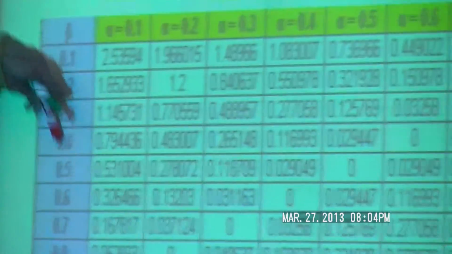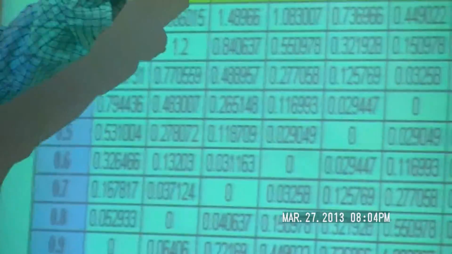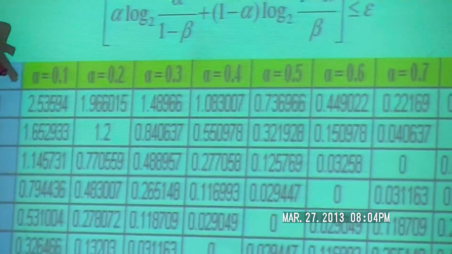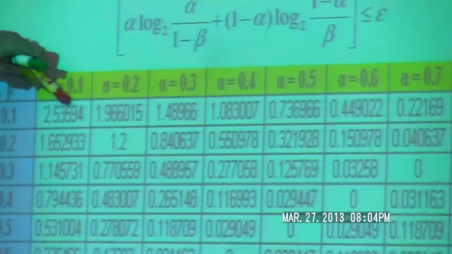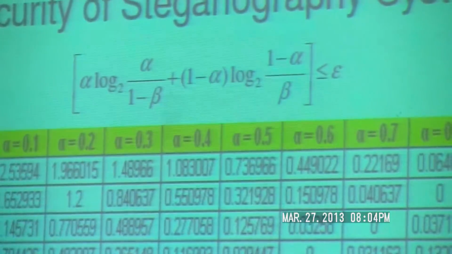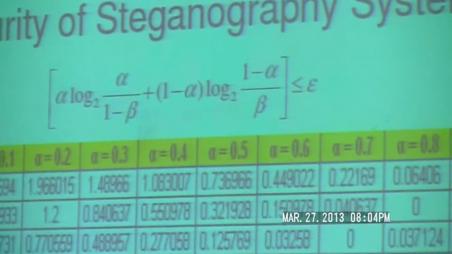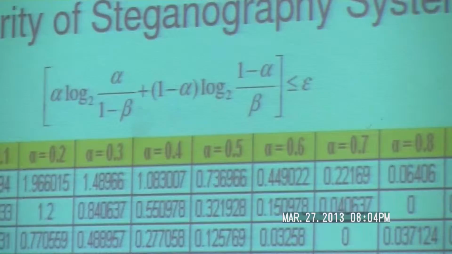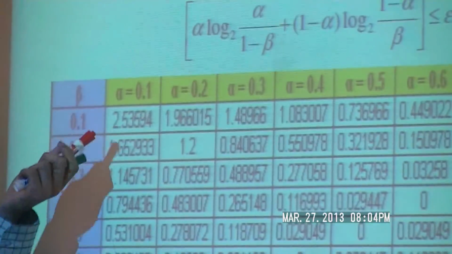This is like beta values, alpha values, right? If alpha plus beta is what, 0.1 plus 0.1, this is 0.2, right? So all the entries here are the values of this expression. The value of the expression comes out to be 2.535, right? So that is far greater than 0 for epsilon, right?